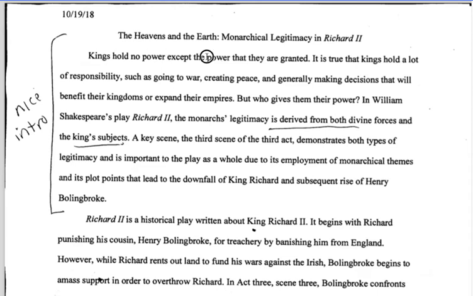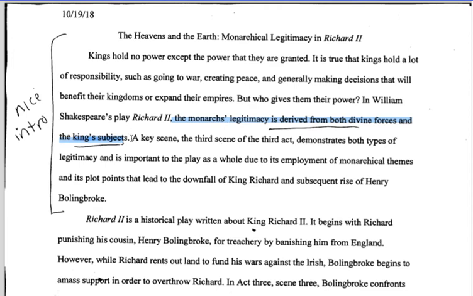Kings hold no power except the power that they are granted. It is true that kings hold a lot of responsibilities, such as going to war, creating peace, and generally making decisions that will benefit their kingdoms or expand their empires. But who gives them their power? In William Shakespeare's play Richard II, the monarch's legitimacy is derived from forces both divine forces and the king's subjects. This is a very clear thesis sentence about how a monarch becomes legitimate. It's very clearly stated, and it is also a preview of what the student is going to do in the subsequent pages.